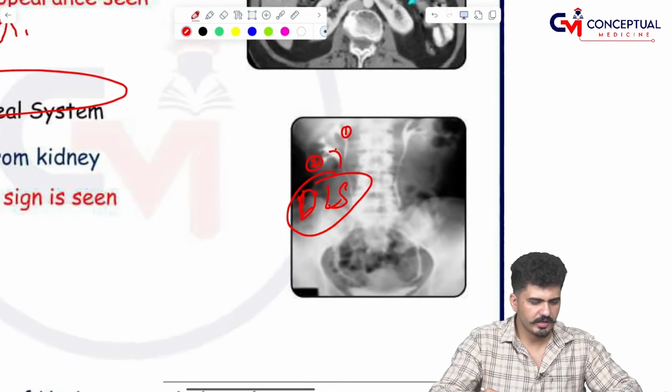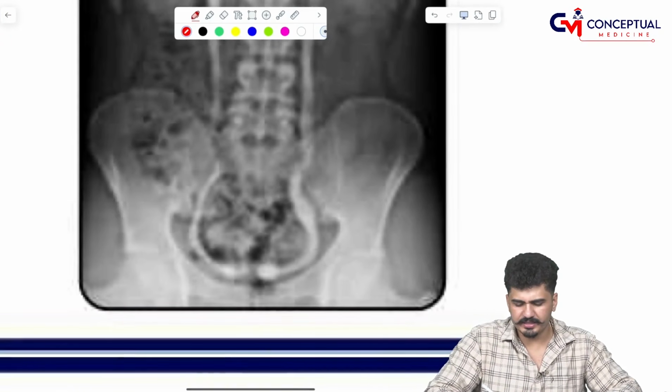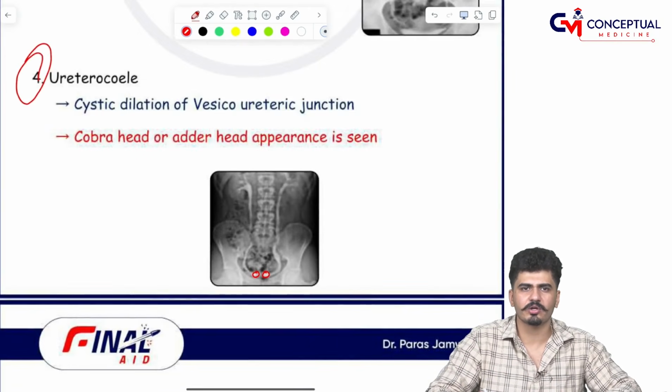This is called what sir? Drooping lily sign. Ureterocele. Now there is a cystic dilatation in the ureter inside the bladder. This is looking like an adder head or cobra head appearance.